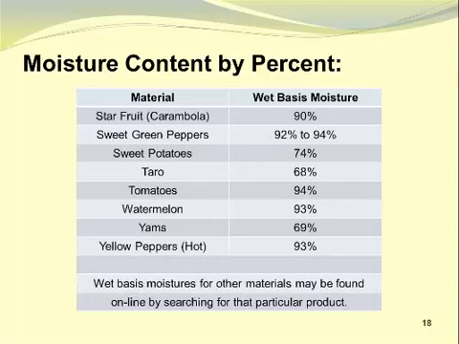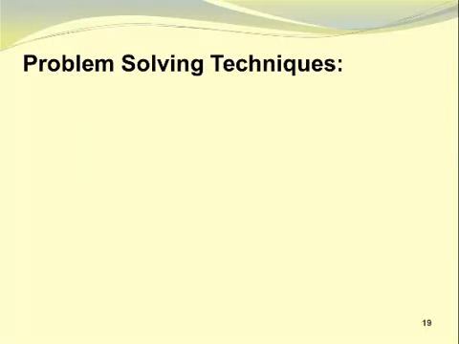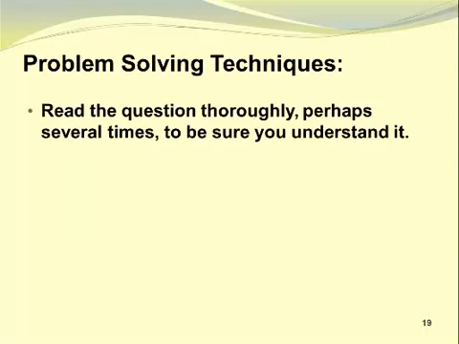In the final portion of the table, you can see that sweet green peppers have a moisture range from 92 to 94% wet basis moisture, and yams have only 69% moisture present in them. The wet basis moistures for other materials may be found online by searching for that particular product. Now let's take a look at problem-solving techniques.